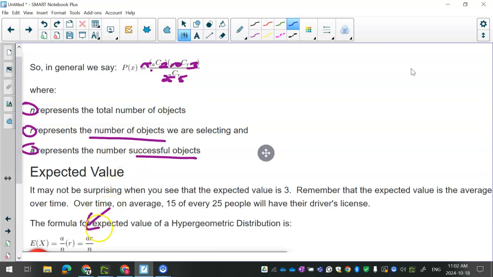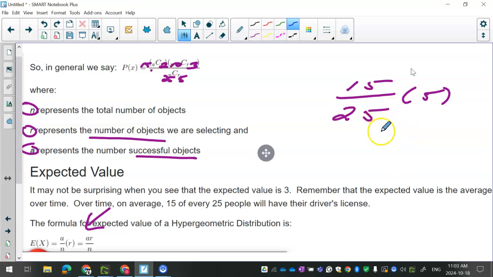The last part here is the expected number. And this one makes sense. What you have is the number of successful objects divided by the total number times the number of things you're taking out. So for example, in our case, what you're saying is 15 out of 25 people have a license, and I'm choosing 5 of them, and I want to figure out what the expected value is of the 5. So you go 15 times 5 divided by 25. You can do it like this, where you divide first or multiply after. It's the same equation, right? This has just been moved to the top to clean it up.